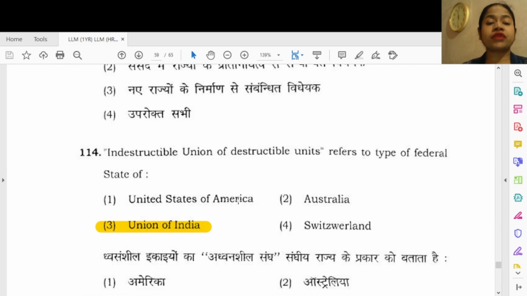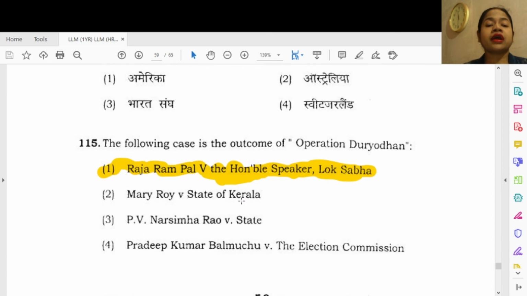Question number 114, indestructible union of destructible units refers to the type of federal state, this is option number 3, Union of India. 115, the following is the outcome of Operation Duryodhan. So Operation Duryodhan was a sting operation done by 2 journalists, and after that cognizance was taken in the case of Raja Ram Pal versus the Honorable Lok Sabha.